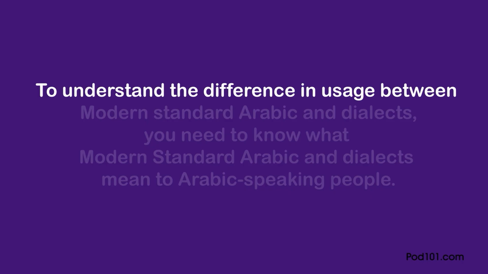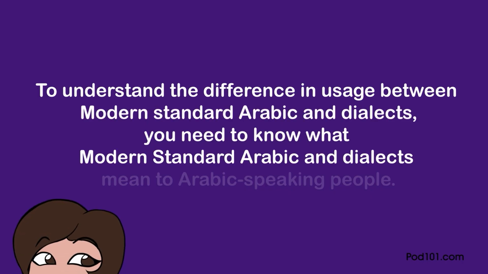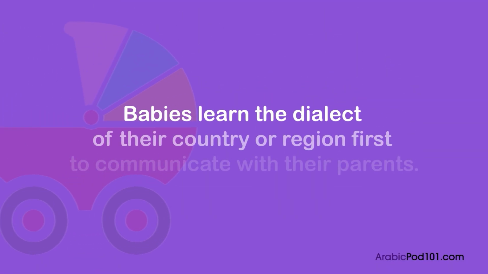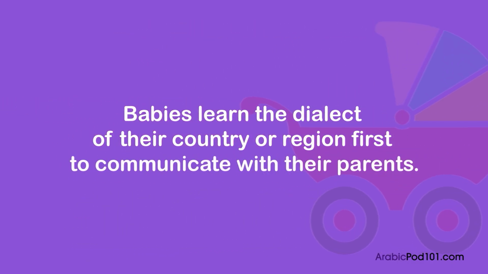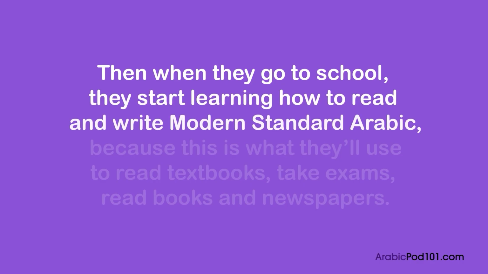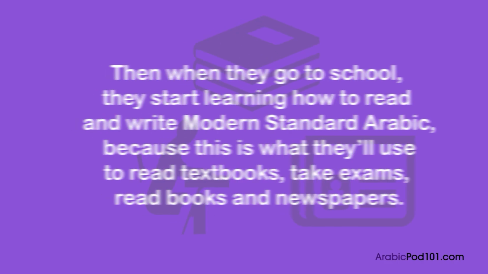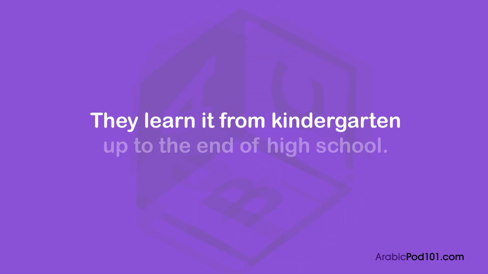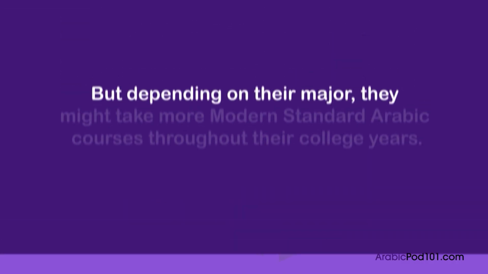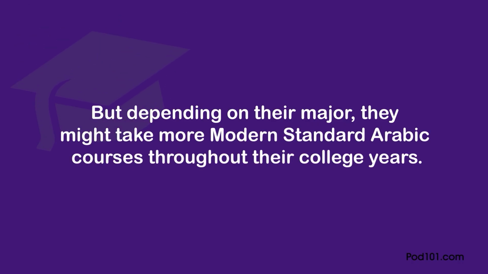To understand the difference in usage between Modern Standard Arabic and dialects, you need to know what Modern Standard Arabic and dialects mean to Arabic-speaking people. Babies learn the dialect of their country or region first to communicate with their parents. Then, when they go to school, they start learning how to read and write Modern Standard Arabic, because this is what they will use to read textbooks, take exams, read books and newspapers. They will learn it from kindergarten up to the end of high school. But depending on their major, they might take more Modern Standard Arabic courses throughout their college years.